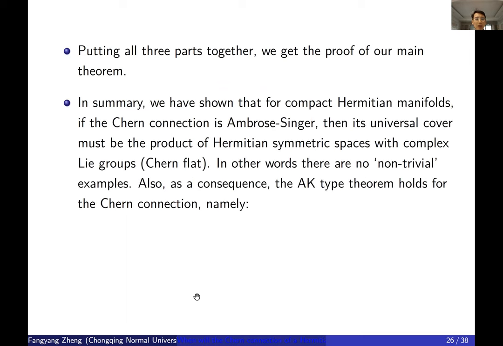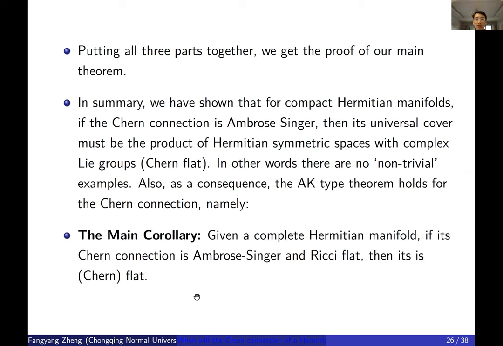So if we summarize, basically what we show is that if you require the Chern connection to be an Ambrose-Singer connection, then you don't get any non-trivial example, just the Hermitian symmetric ones and the Chern flat ones. But as a consequence, we also have an AS theorem for the Chern connection. So this is the main corollary of our main result.